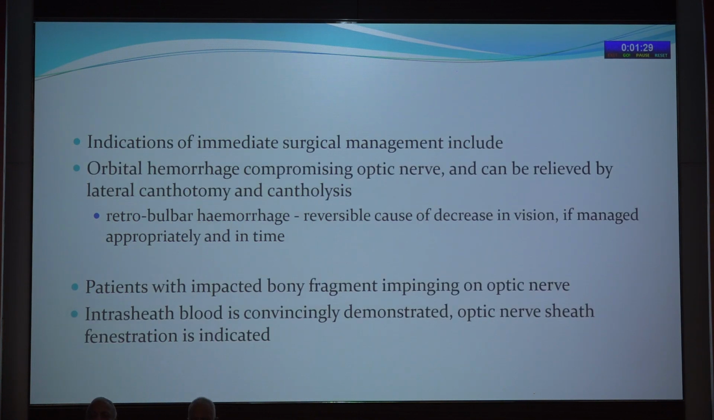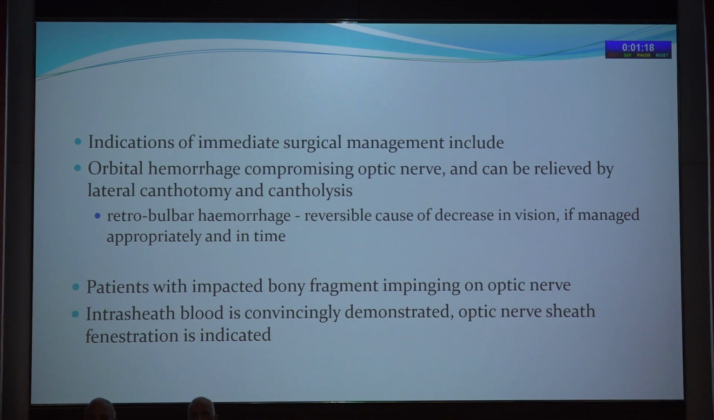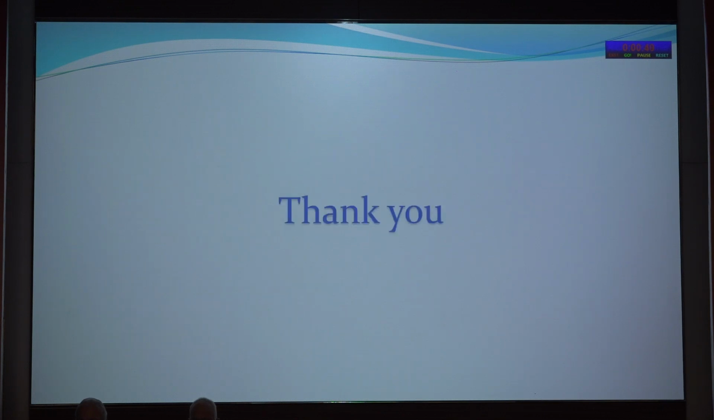So there is a very small subset of patients where surgical intervention may help, and one of the most serious complications which can occur is orbital hemorrhage, where your intervention, a small canthotomy or cantholysis, may actually help in decompressing the orbit. You may drain it also, and probably may prevent the irreversible loss of vision. If patients have any kind of impacted bony fragment impinging on the optic nerve, doing a decompression may help. Intra-sheath blood, if you are definite that it's there, optic nerve sheath fenestration may be indicated in such a case. Thank you.